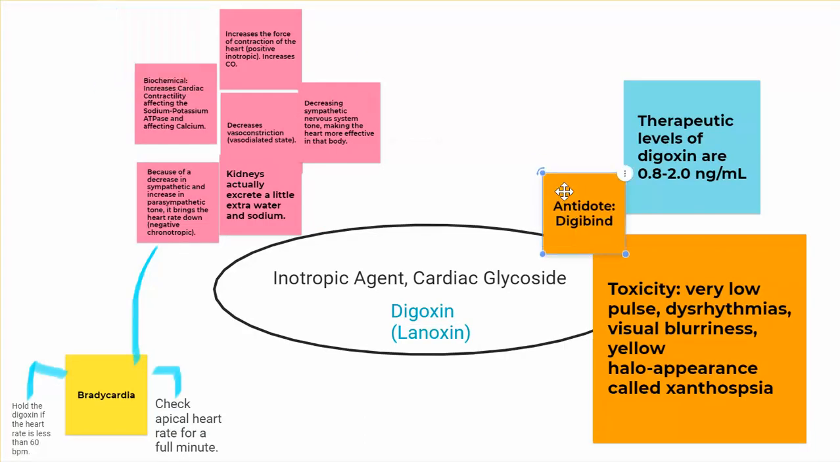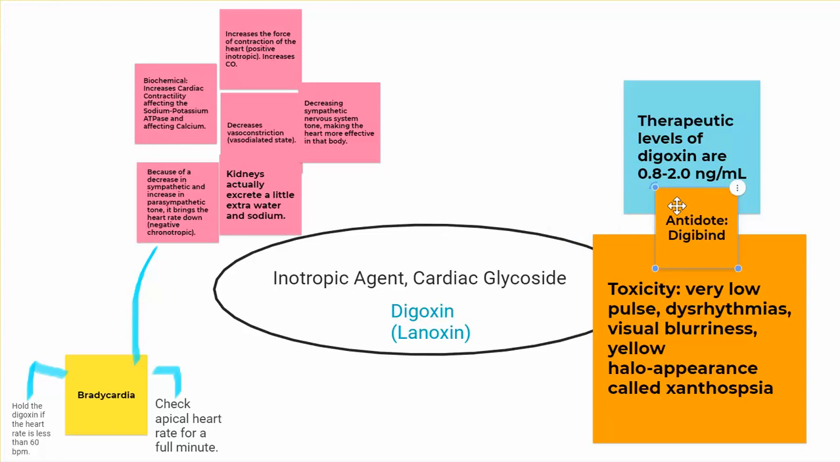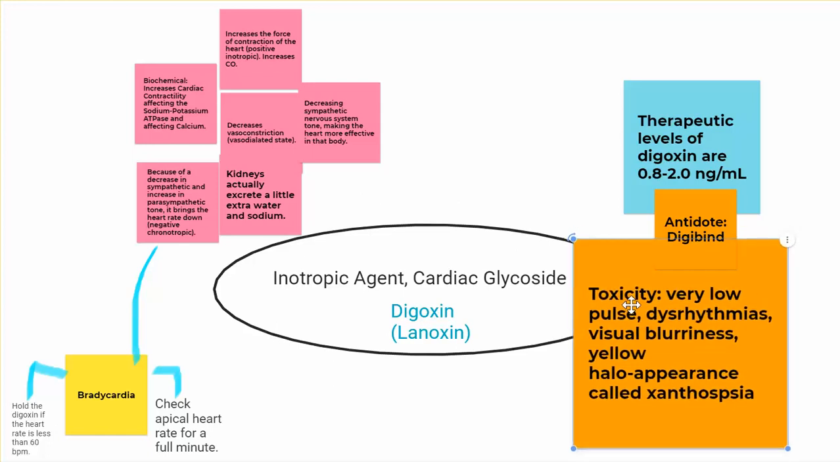Okay, so the antidote to this, right, is Digibind. That binds the digoxin so that it is not free to cause problems. So these are really the major things that we need to be thinking about. Toxicity is one of the big ones. And there are a million other things that can go with toxicity.